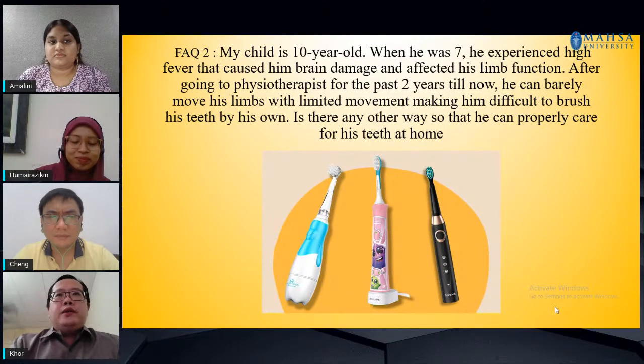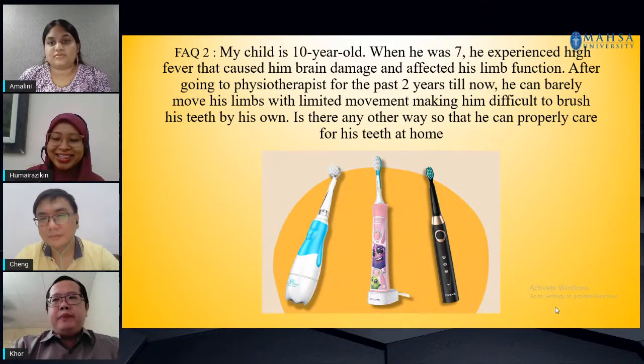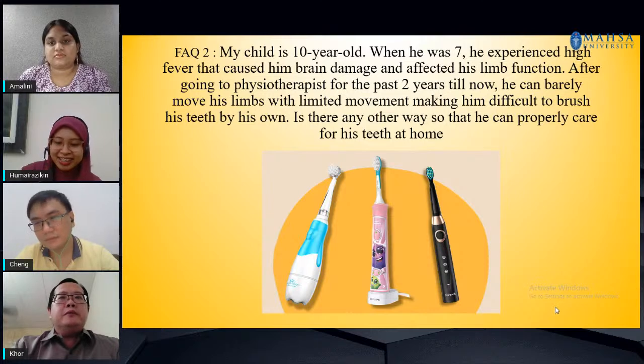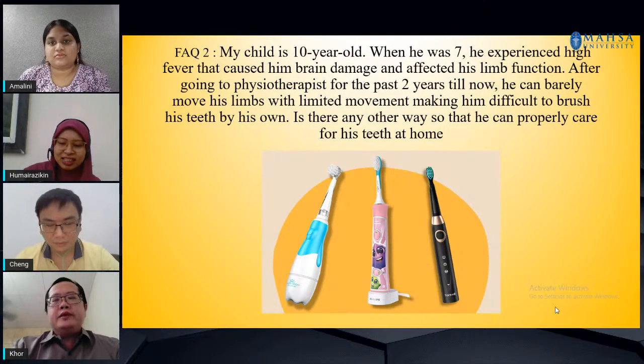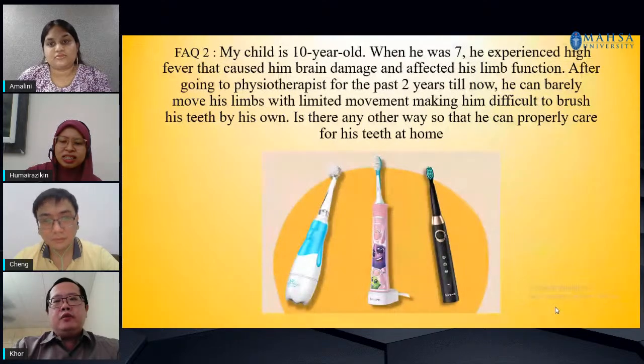Well, it depends on the condition. Normally, if the caregiver or the parents can actually help clean, and if we want the child to be able to clean on his own, we can consider the powered toothbrush, which requires minimal skills. Yeah, that's one option that we can go for.